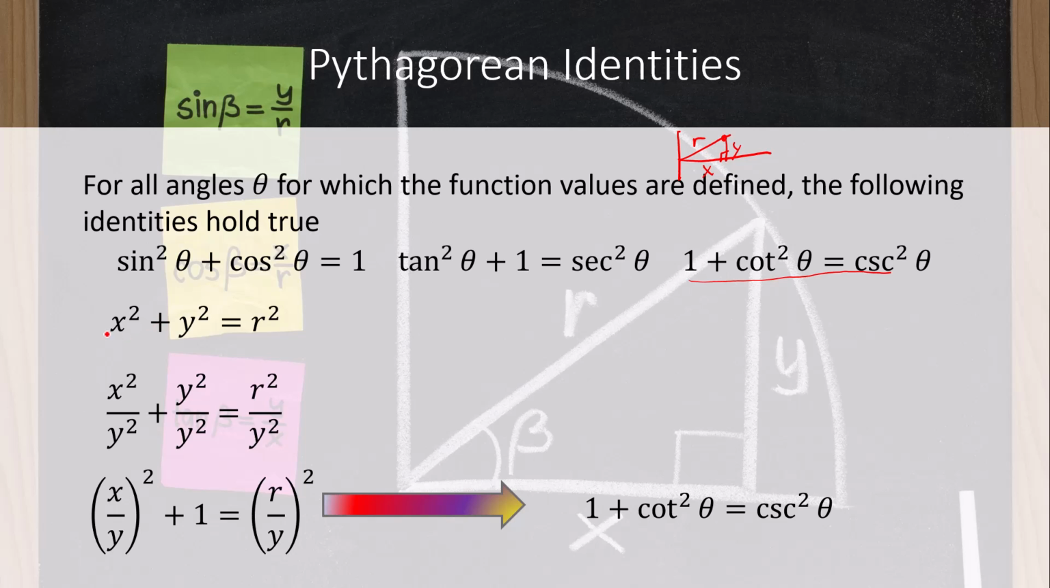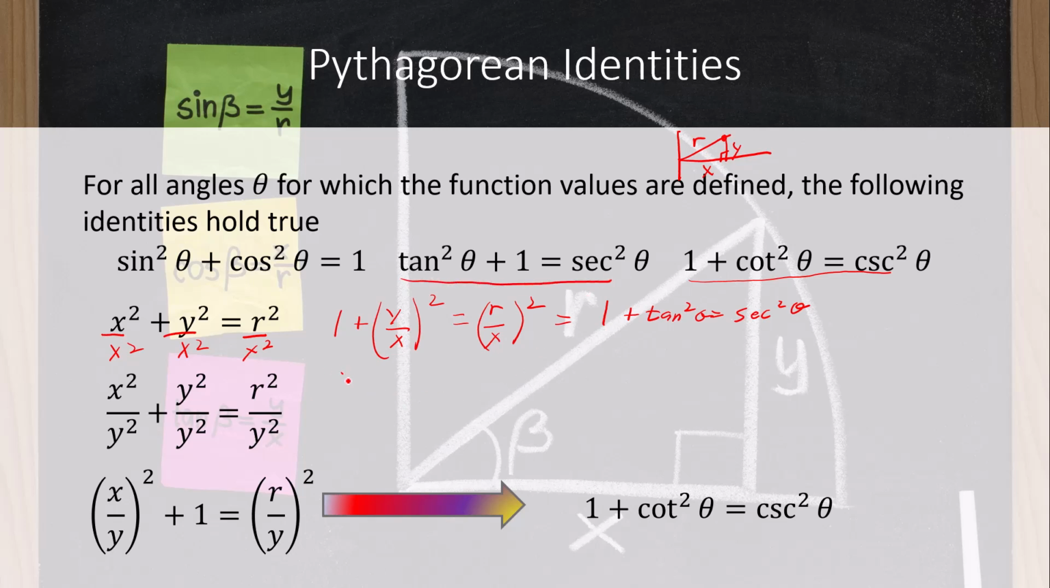I could also divide everything by x squared. That might make more sense. And if I do, I'm going to have 1 plus y over x squared is equal to r over x squared, and that becomes 1 plus tangent squared theta is equal to secant squared theta. Forgot my theta right here, okay, which of course is this one right here.